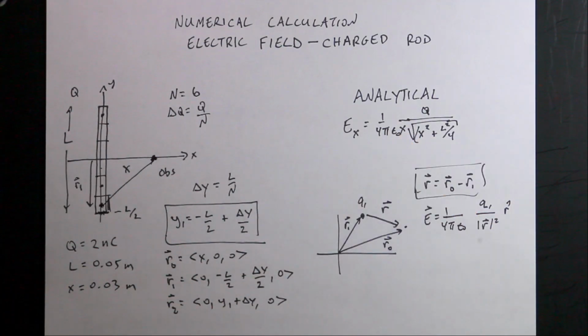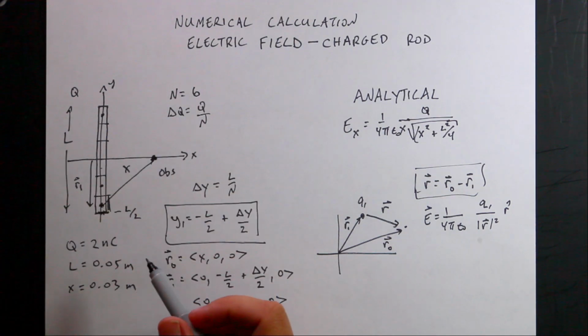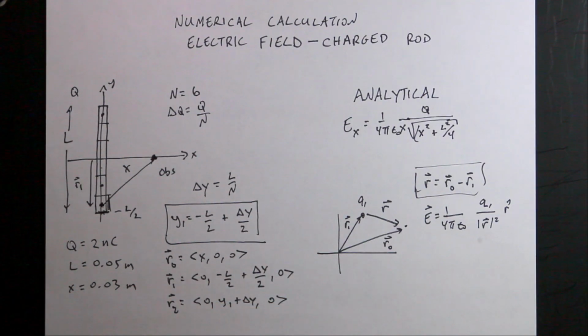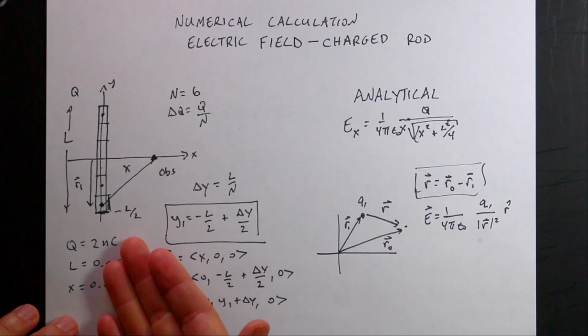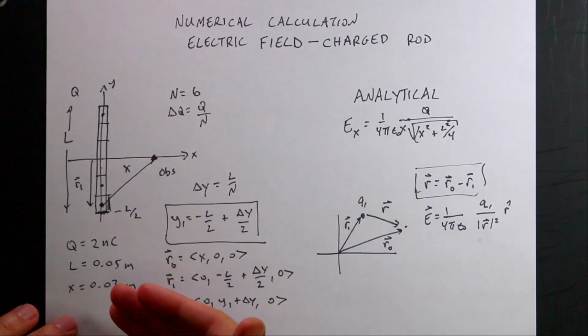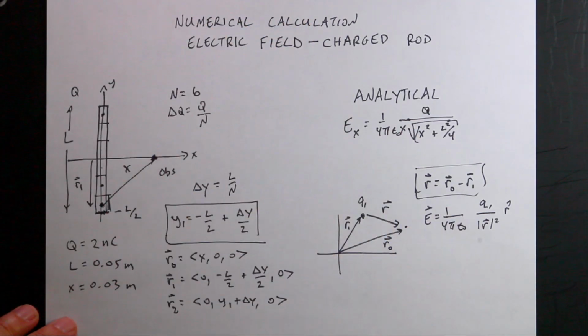Okay, so we're going to do this in Python. If you have 6 values, you could actually do this by hand. A numerical calculation does not mean that you have to use the computer. It just means that you're breaking this into smaller pieces and using numerical values. Now, if I want to break this into 6 pieces, not so bad. If I want to break this into 1,000 pieces, bad. I don't want to do that. So I'm going to do this in Python.